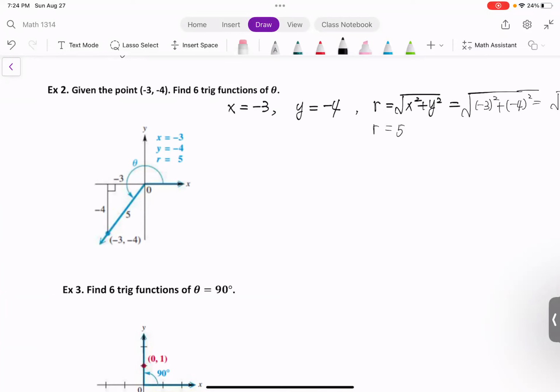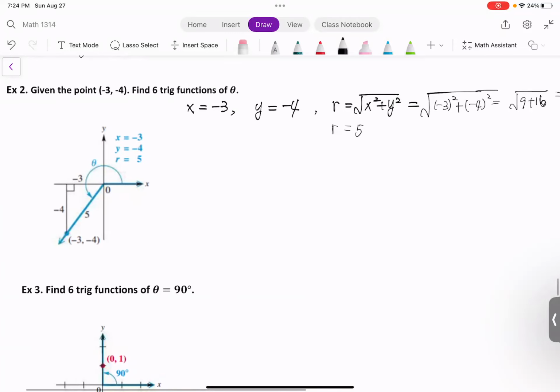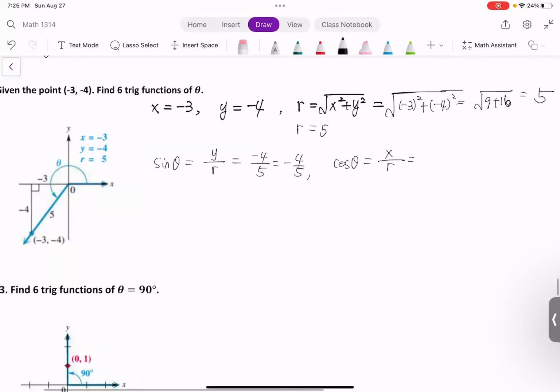Now let's find the 6 trig functions. Sine theta equals y over r. So y is -4, r is 5. That's -4 over 5. And cosine theta equals x over r. What is the x? X is -3, so it's -3 over 5.